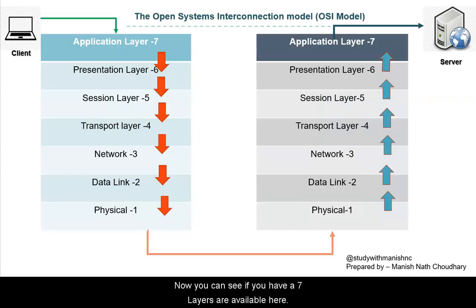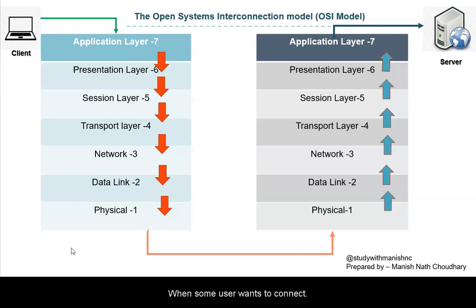Now you can see the 7 layers available here. The first layer is the physical layer, the second layer is the data link layer, the third layer is the network layer, the fourth layer is the transport layer, the fifth layer is the session layer, the sixth layer is the presentation layer, and the seventh layer is the application layer.